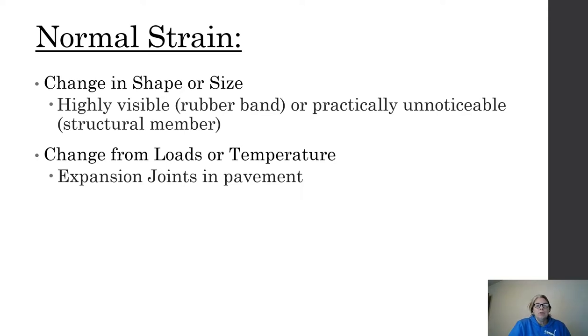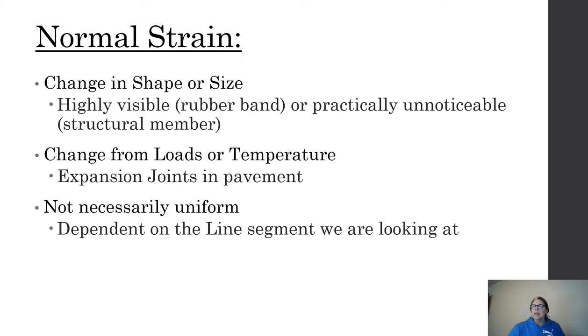It's not just from loading, but it's temperature, just like we said. Why are there expansion joints? Why do we have expansion joints in our highways, in our roads, in our sidewalks even, okay? Because when things get hot, they expand, and we need to allow for that, okay? So it's not always necessarily uniform. We are going to be looking at pretty standard uniform elongation.